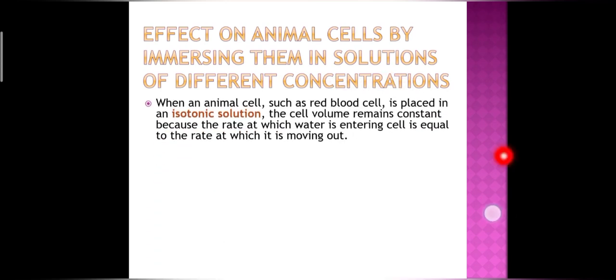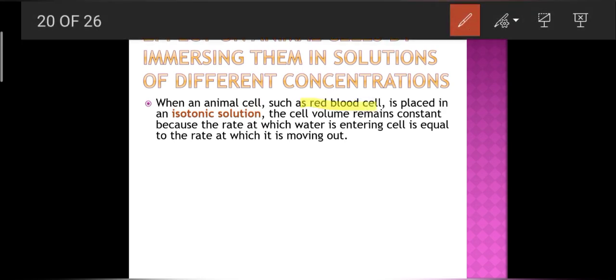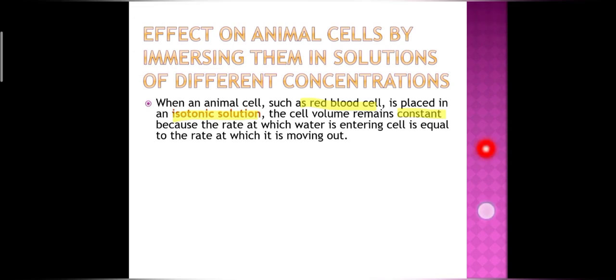What is the effect on animal cells by immersing them in solutions of different concentrations? So when an animal cell, such as the red blood cells, is placed in an isotonic solution, then cell volume remains constant because the rate at which water is entering the cell is equal to the rate at which water is moving out. So no water will come in the cell and no water will move out of the cell because the cell is placed in an isotonic solution.